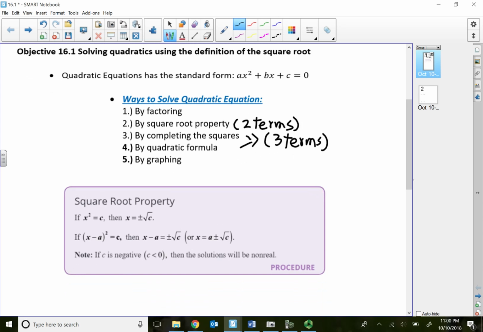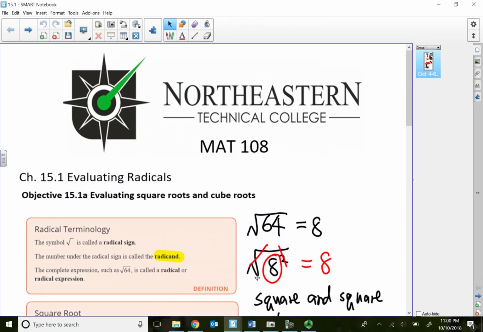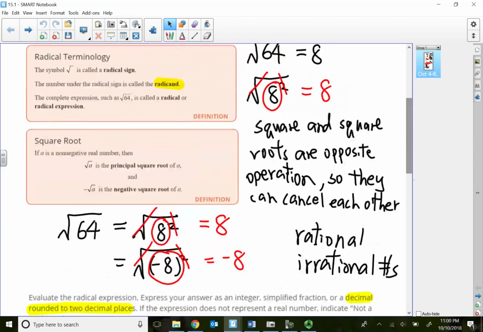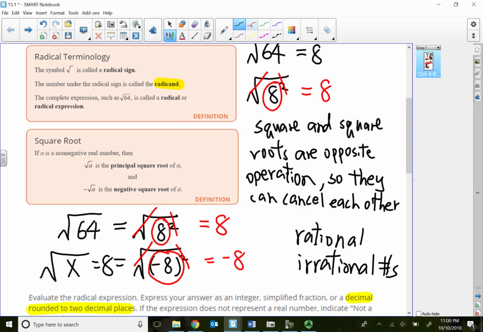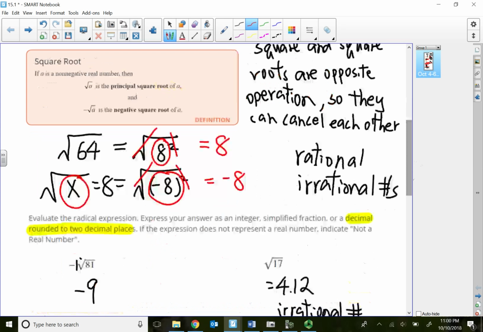All right, so exactly what is the square root property? I actually mentioned this back in module 15.1, when we have a square root of 64, we can rewrite the 64 as 8 squared or negative 8 whole thing squared. In other words, if I have a square root of something that is equal to 8, then that something inside the square root can be rewritten as 8 whole thing squared, or as negative 8 whole thing squared.